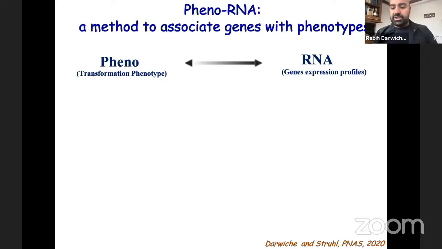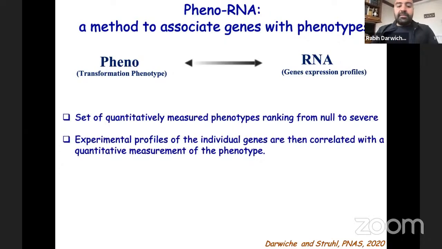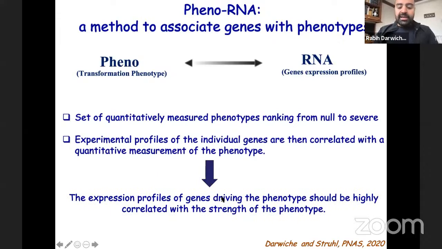the oncogenic effect of the transformation. Pheno-RNA is novel and a new technique because it sets a quantitatively measured phenotype, ranking from null to severe, and the experimental profiles of these individual genes are then correlated with a quantitative measurement of the phenotype. The expression profiles of genes driving the phenotype should be highly correlated with the strength of the phenotype.